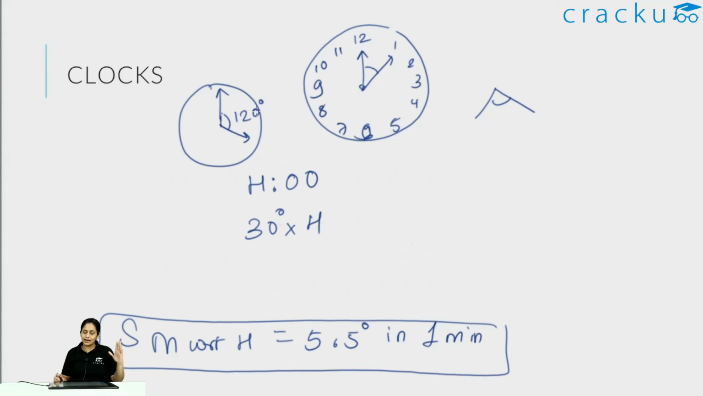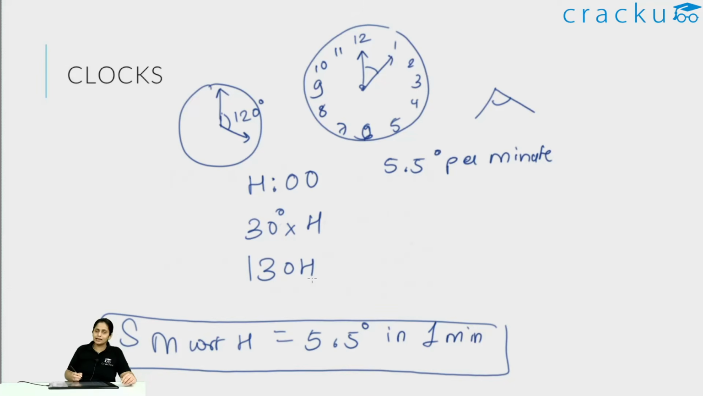So essentially in that case, the minute hand is coming closer and closer to the hour hand. At what rate is it closing this gap? It is closing this gap at 5.5 degrees per minute. So if you are asked what is the angle between the hour hand and the minute hand, there is a quick formula for that. That is basically 30h, the starting position of the hour hand, minus 5.5 times the minutes.